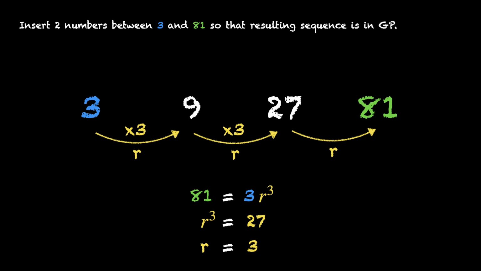Now we don't need a lot of variables. We don't need a lot of equations. This is the approach that I find most intuitive. Figure out how many jumps there are between the first term and the last term and use that to find the common ratio. Let's try one more.